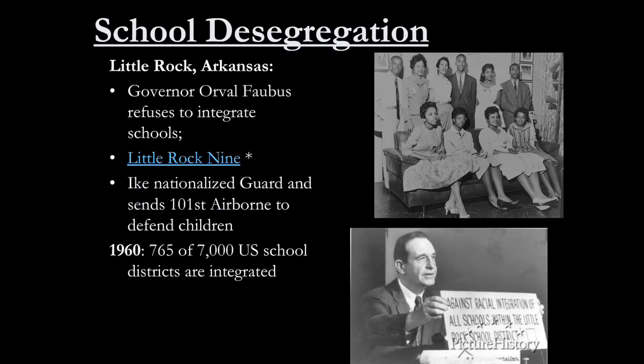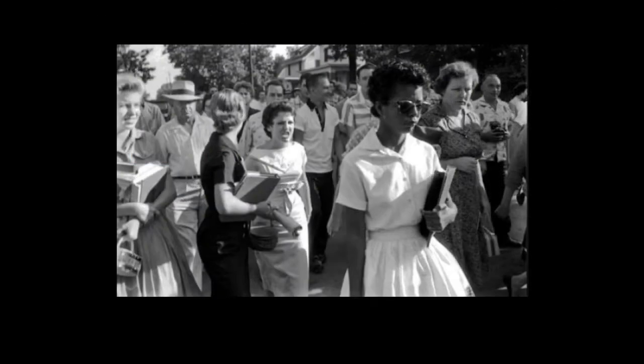We see school desegregation is very slow to carry out. By 1960, only about 10% of schools were actually integrated. Here you see a famous picture from the Little Rock Nine, and you have one of the members walking her way to school. It's a famous picture because of this woman here and the vile look on her face, that she's so disgusted that a black student would want to attend her high school.